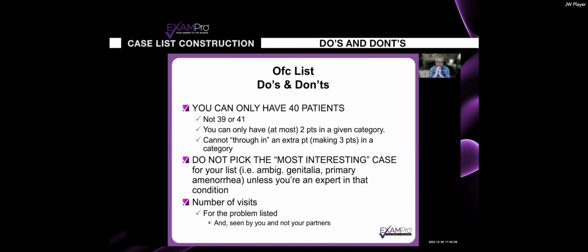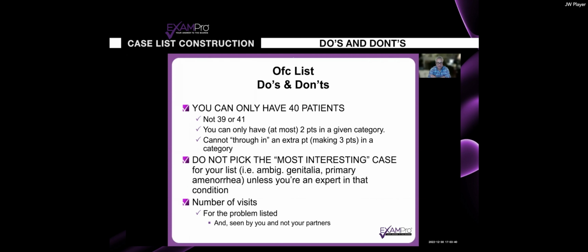All right, office do's and don'ts. So you can only have 40 patients. Every year I get 1 or 2 people that put in 41, 42, and then they'll have 3 cases under one section. No. 40 cases, period. You can only have at most 2 patients in any given category. You could have 1 patient in each category for 40 patients. You can have 2 patients in each category for 20 patients, or you can have a combination thereof where you have some categories that have 2 patients and some that have 1. But when it's all said and done, you should have at least 20 categories and you should have exactly 40 cases. So please don't throw in an extra patient.